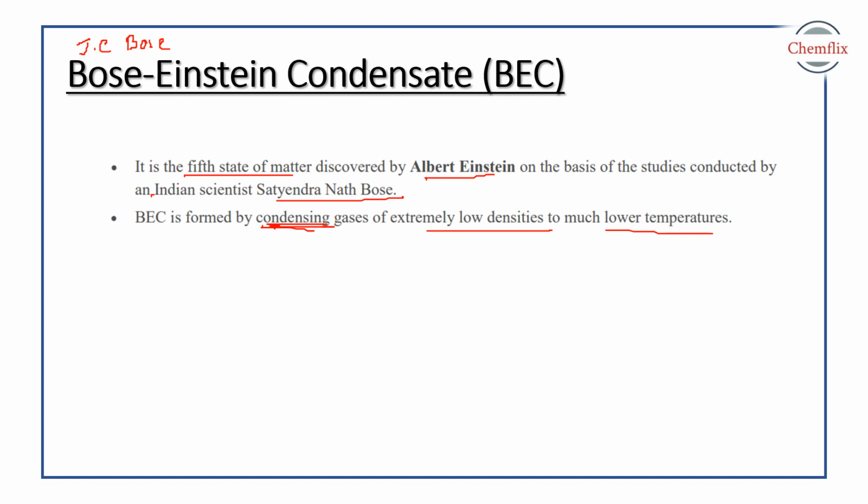Now the fifth state of matter is Bose-Einstein condensate. I am really sorry guys, it is Satyendranath Bose, not Jagadish Chandra Bose. Satyendranath Bose, and it was discovered by Albert Einstein on the basis of the studies conducted by Satyendranath Bose, right?